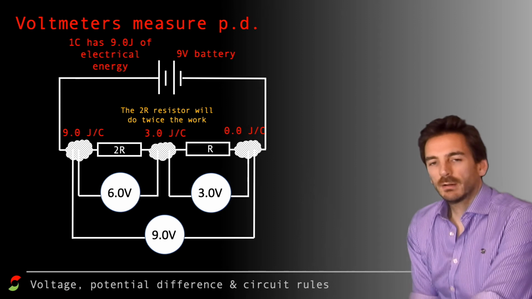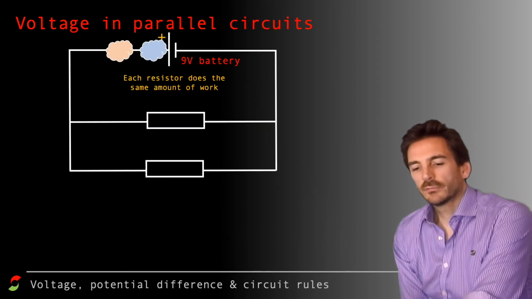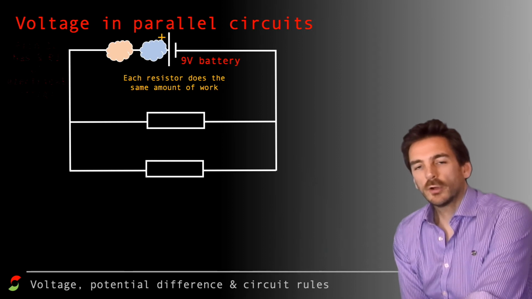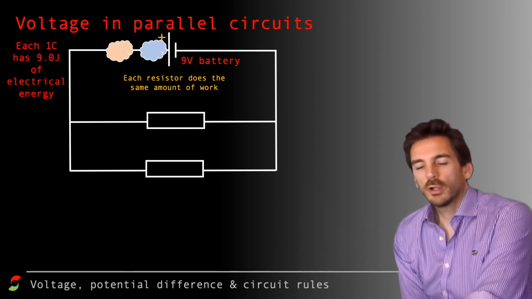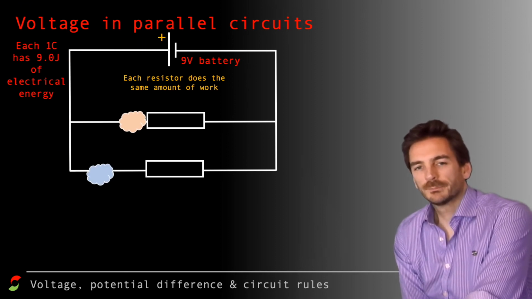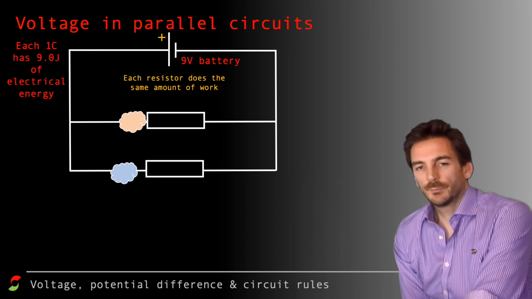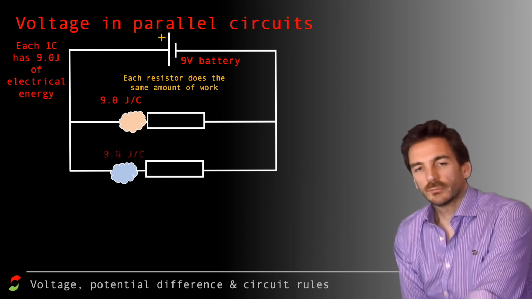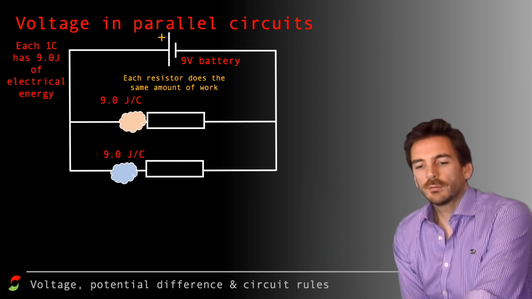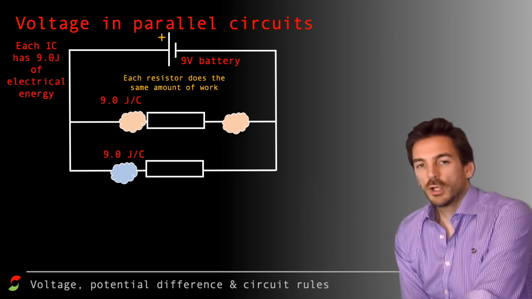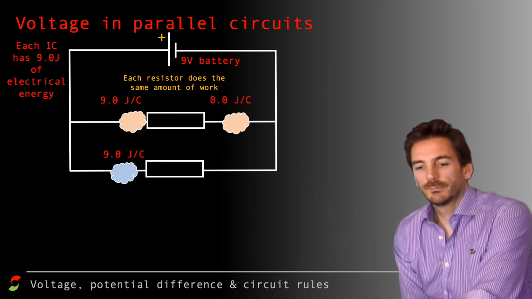So let's have a look at a parallel circuit. So we've got a parallel circuit and each resistor is the same value, so it'll do the same amount of work. And then we've got a 9 volt battery again, so each of these coulombs here has got 9 joules of electrical energy. So they haven't done any work just yet. At these points here, both of these coulombs have got 9 joules of electrical energy. When they go through their associated resistor on their loop, they're going to have no joules of electrical energy.